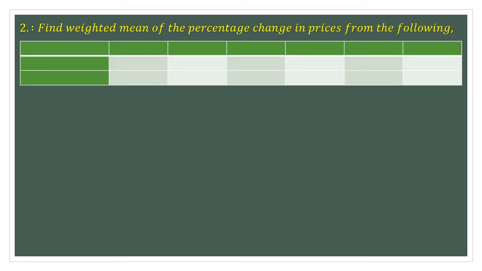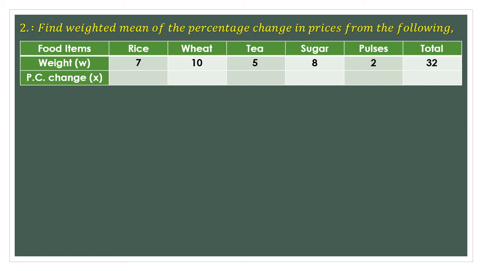The second question: find the weighted mean of the percentage change in prices from the following. The data is given in a table already. The data consists of food items. Those are rice, wheat, tea, sugar and pulses, and naturally we will prepare an additional total column at the end. The values given are weights and the percentage changes. Weight is naturally W and percentage change will be our variable, that is X. The weights are 7, 10, 5, 8, 2. The total is 32. The changes are 134, 125, 115, 97 and 120.